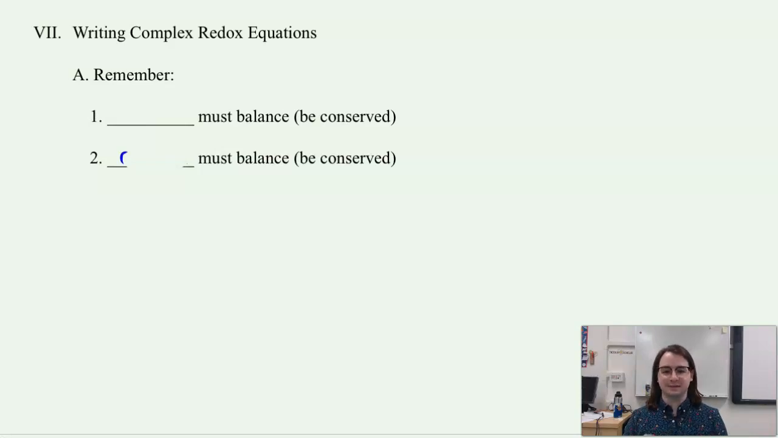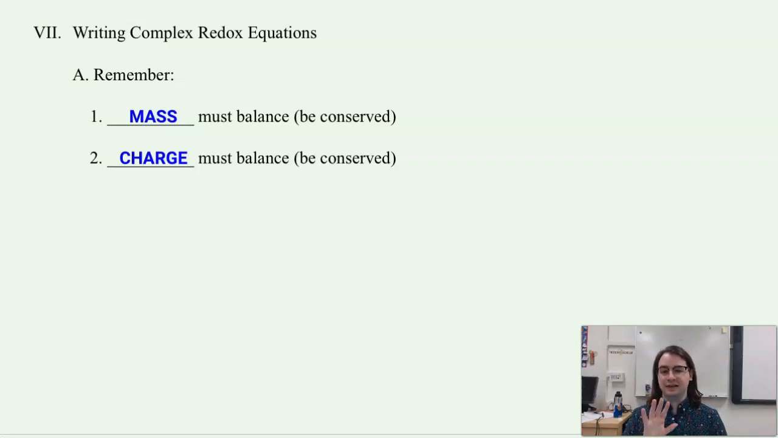So let's dive in. Understand that whenever we're writing a balanced chemical equation, whether it's redox or not redox, we always have to have mass balance, and we always have to have charge balance. In the past, charge was never that big of a deal, mostly just because we were balancing with all neutral things that weren't ions. But in redox, lots of things have lots of charges. So we have to make sure that charge is also balanced along with mass.